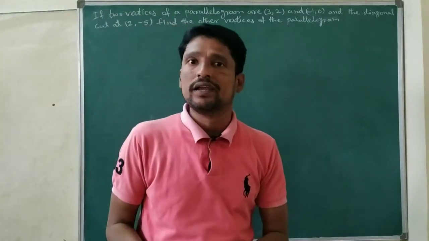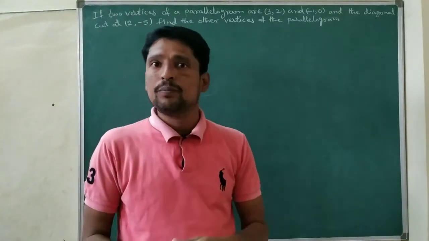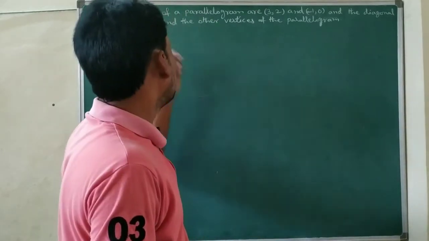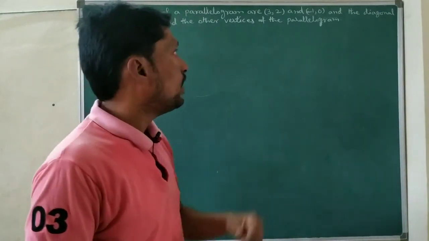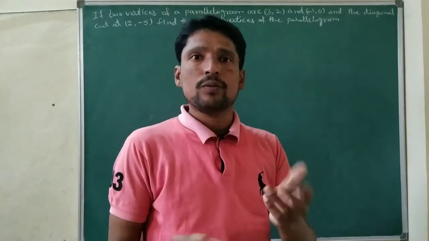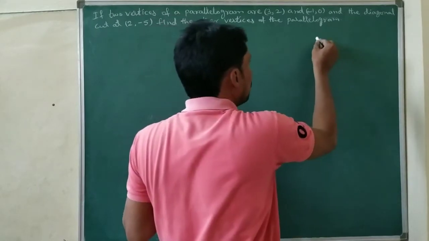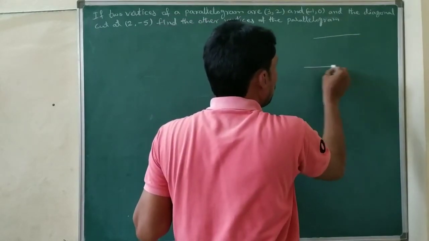The diagonals cut at 2, minus 5 means the midpoint of the diagonals is given. So the midpoint of the diagonals is 2, minus 5. So find the other two vertices. The remaining two vertices of the parallelogram we need to find. So see the figure like this. It is the shape of a parallelogram.